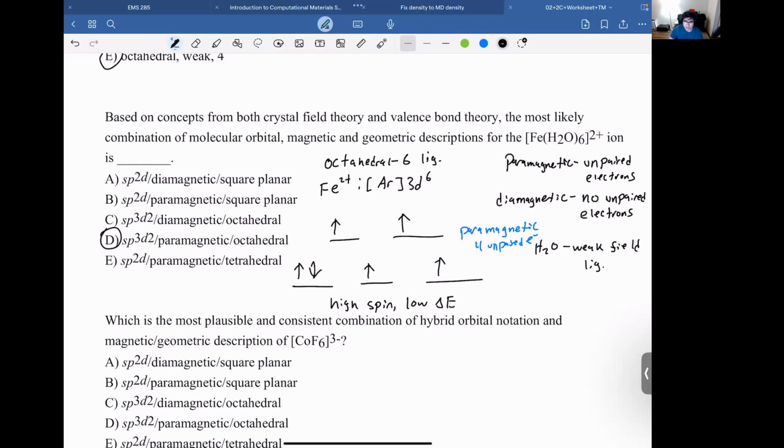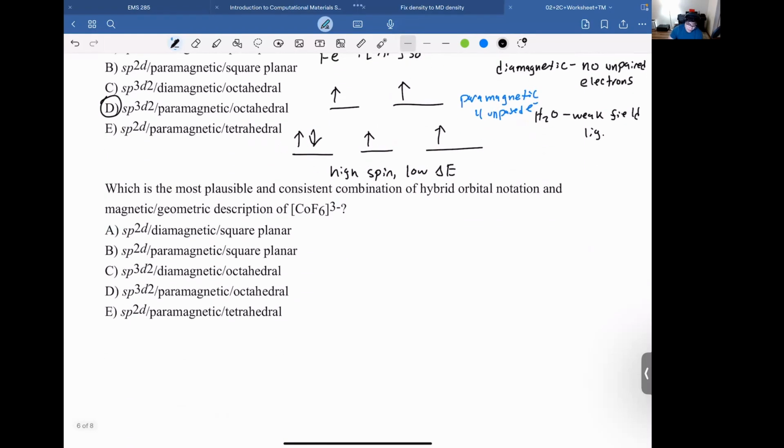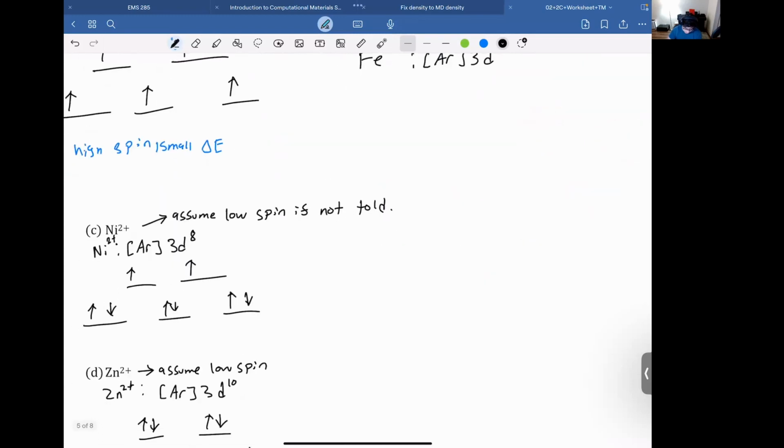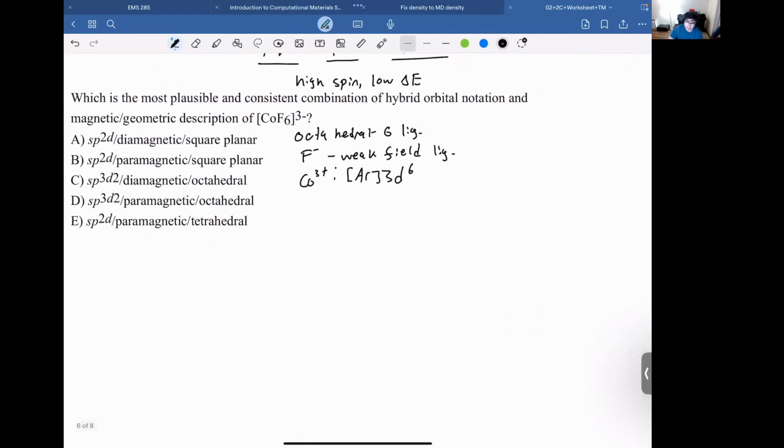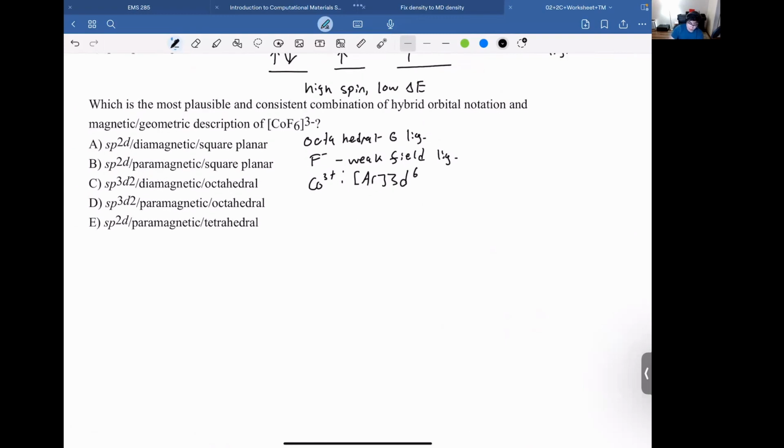The next one is exactly the same, so I'm going to speed through this one. Again, this is octahedral because you have 6 ligand attachments. Fluoride is a weak field ligand. The noble gas notation for cobalt 3, as we did before, is 3d6. And then we can just go ahead and fill out our diagram.